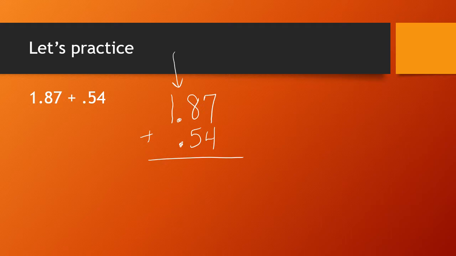And remember, you can use a trick when you're adding and subtracting decimals and fill in those empty spots with zeros if you need to. Then it's just plain old addition. 7 plus 4 is 11, carry my 1. 8 plus 5 is 13, plus 1 more is 14, carry my 1. 1 plus 1 is 2, and I keep that decimal right in line for 2 and 41/100ths as my sum.